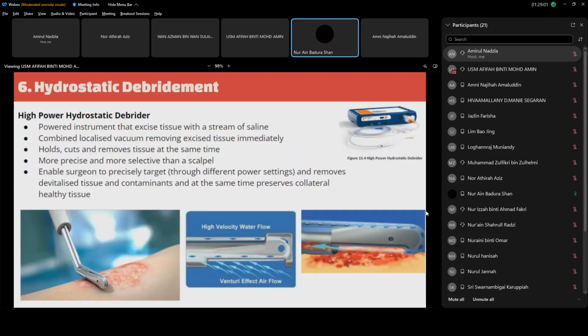Lastly is the hydrostatic debridement, where we use the high power hydrostatic debrider as in the picture. This instrument can excise tissues with a stream of saline, where it can vacuum and remove the tissues simultaneously. So this hydrostatic debrider will hold, cut, and remove the tissue at the same time, and this one is more precise and more selective than a scalpel. It enables the surgeon to precisely target and remove the devitalized tissue and contaminants, while preserving the collateral healthy tissue.